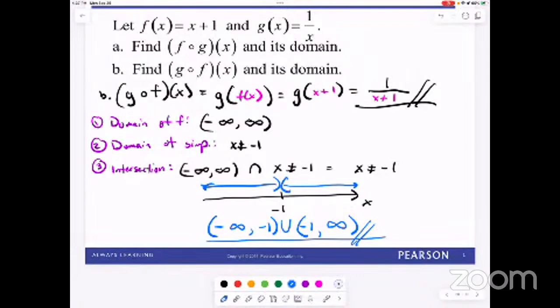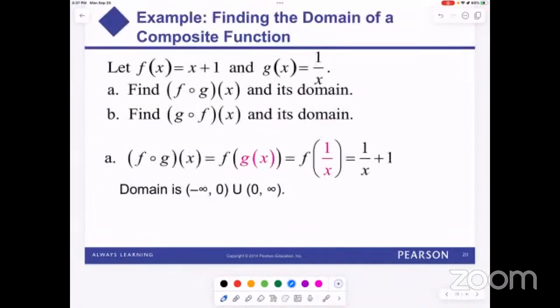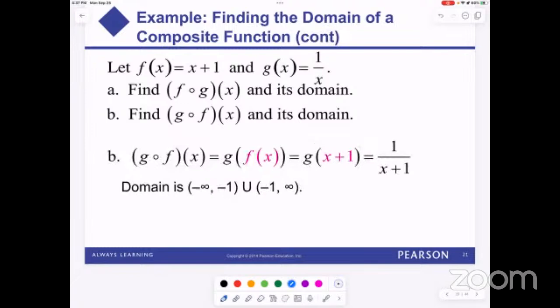Okay, so there's part A. We got our 1 over x plus 1 and everything except 0. And then part B, 1 over x plus 1 and then everything except -1. Okay, and I think that's about, oh no, let's talk about this. I'm glad I skipped another one.